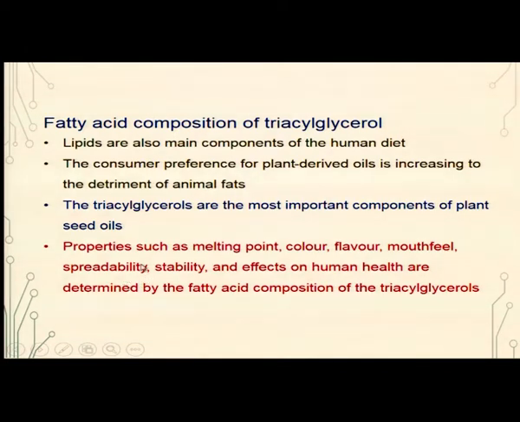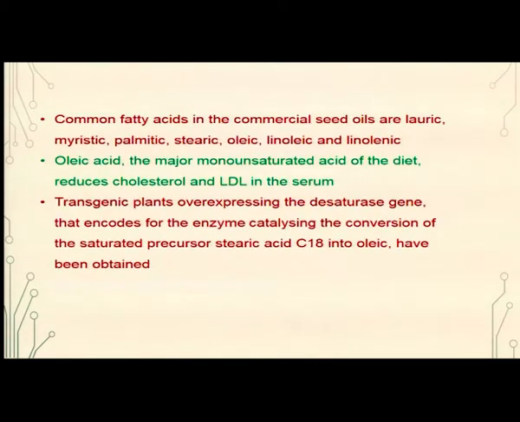So all this is actually determined by the fatty acid composition of the triacylglycerols. Common fatty acids in the commercial seed oils are lauric acid, myristic acid, palmitic acid, stearic acid, oleic acid, linoleic acid, and linolenic acid. Among these, oleic acid is a major monounsaturated fatty acid in the diet. This normally reduces cholesterol and LDL in the serum. So this is a good composition which we have to maintain.